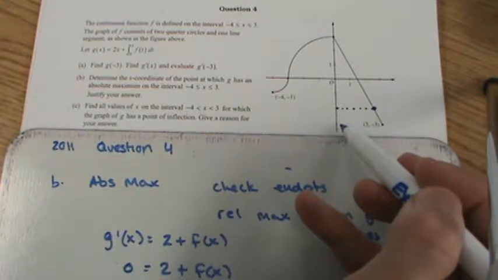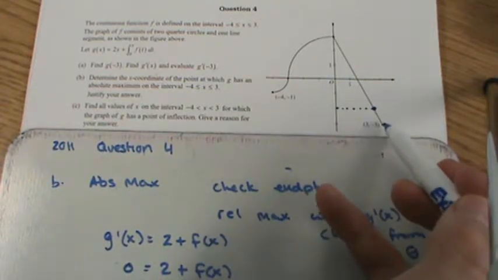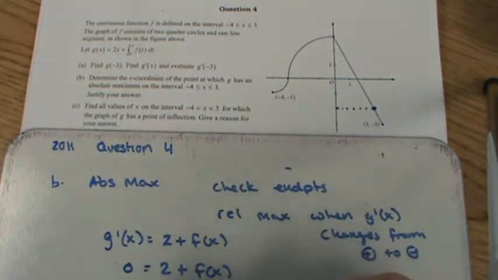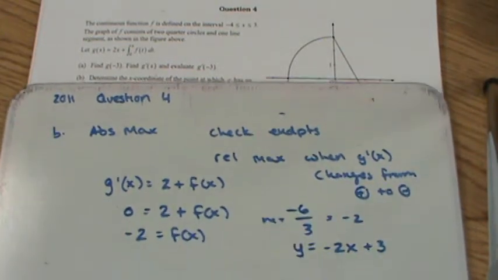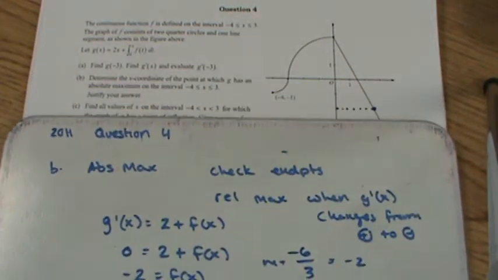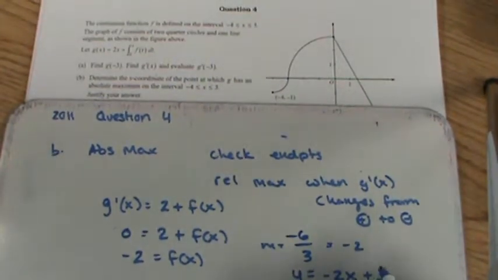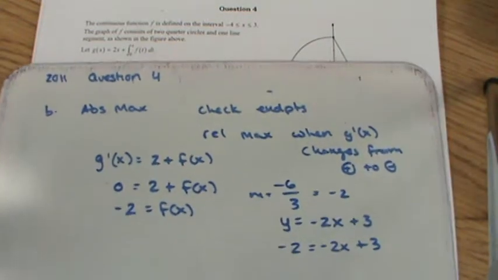So down 6 over 3. So if we go down 6 over 3, our slope is -2. And so the equation of that part of the line is y equals -2x plus 3. All right. Now, that's the equation of that line, so we want to figure out when does it equal -2. So let's set it equal to -2 and solve that real quick.